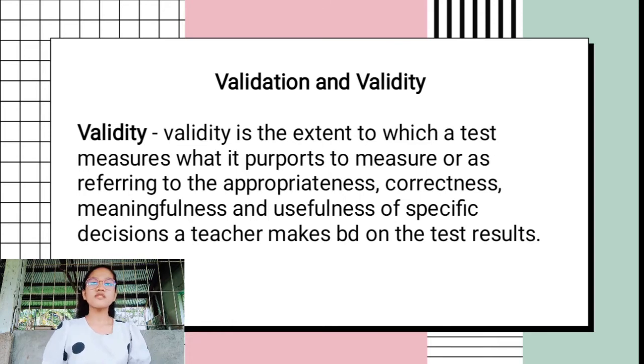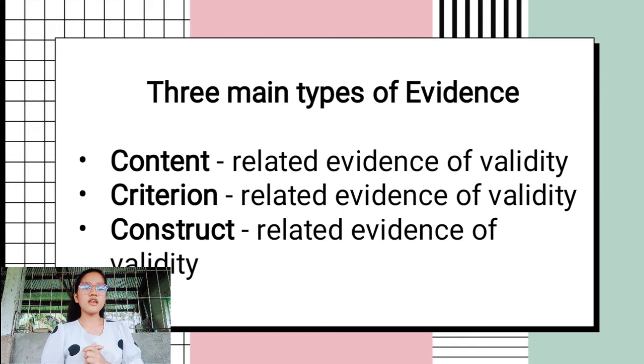When we say validity, it is the extent to which a test measures what it purports to measure, or as referring to the appropriateness, correctness, meaningfulness, and usefulness of specific decisions a teacher makes based on the test result. There are three main types of evidence: the content-related evidence of validity, criterion-related evidence of validity, and construct-related evidence of validity.